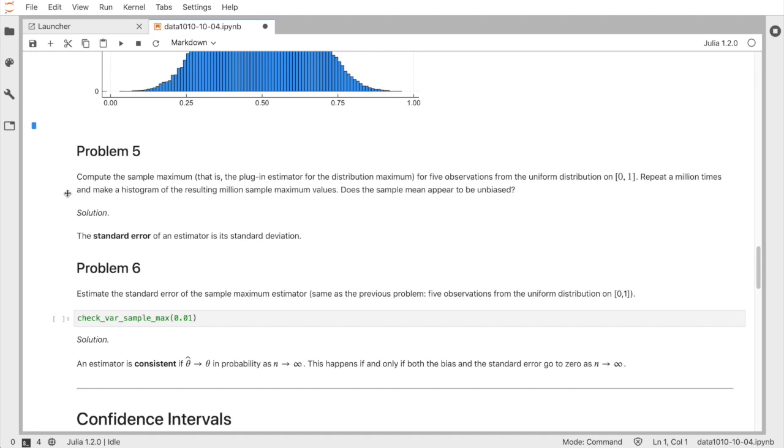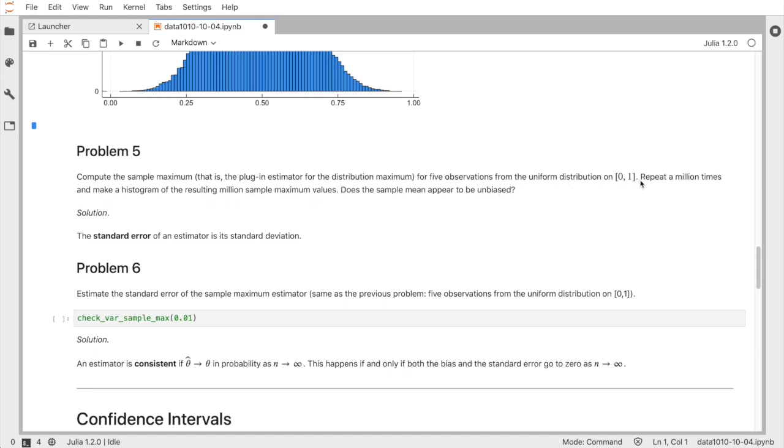So in problem 5, we'll look at an example where an estimator is biased. We'll talk about the sample maximum. So we'll just switch mean for maximum, and same idea, 5 observations from the uniform interval on 0, 1. And we'll make a histogram and we'll check, does this look like it's unbiased? But note that it's definitely going to be biased.